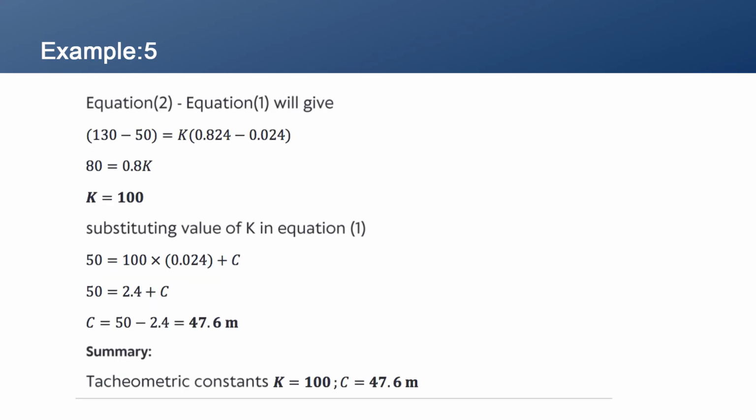So, equation 2 minus equation 1 will give 130 minus 50 is equal to K into 0.824 minus 0.024, that is 80 is equal to 0.8 K. Solving, we get K is equal to 100. So, putting the value of K in the equation 1, 50 is equal to 100 into 0.024 plus C. So, 50 is equal to 2.4 plus C. From this, C is equal to 50 minus 2.4, which is 47.6 meter. So, summary is the tacheometric constant K is 100 and C is 47.6 meter.